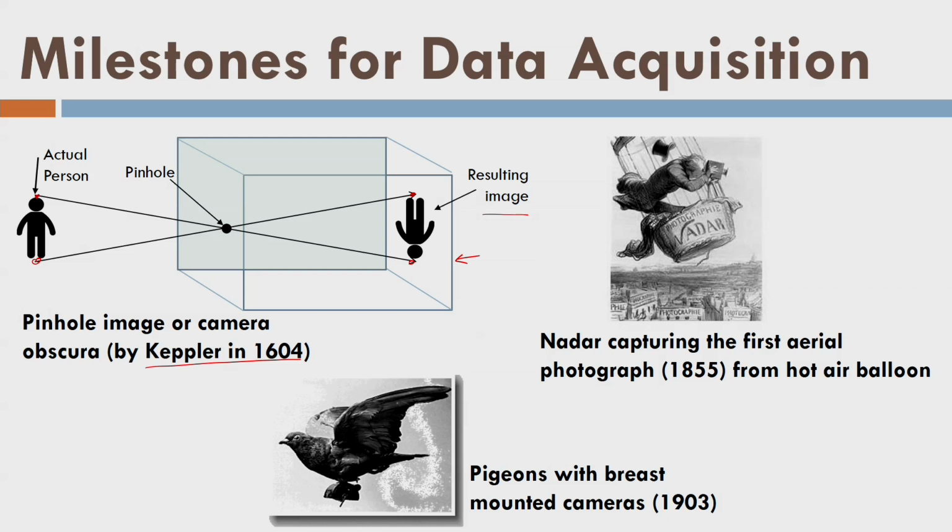Now, there is another development in this year, the person called Nadar, he first acquired the aerial photograph using a hot air balloon. That means in the hot air balloon a person was carrying a camera, and he first acquired the aerial photograph. We should say aerial photograph because the cameras in those days were based on film, not digital sensors, right.